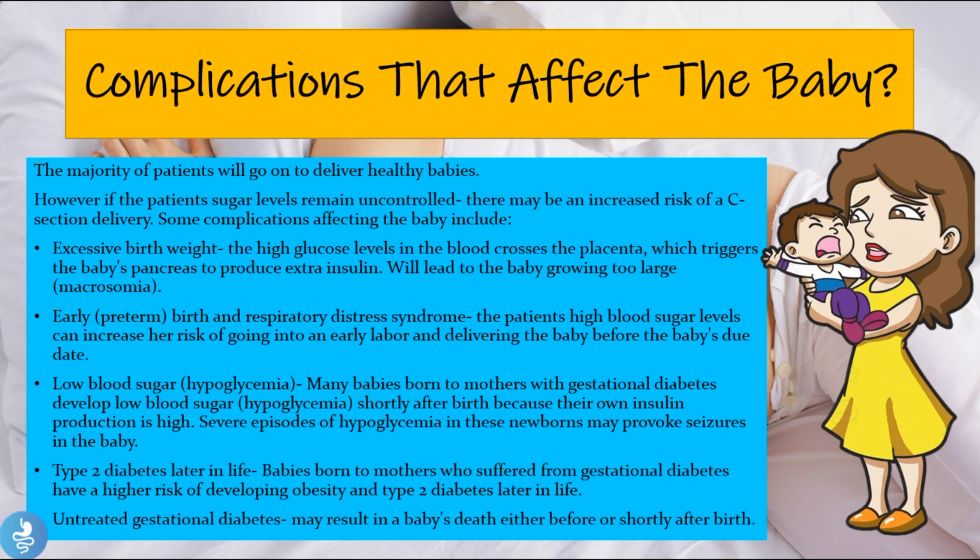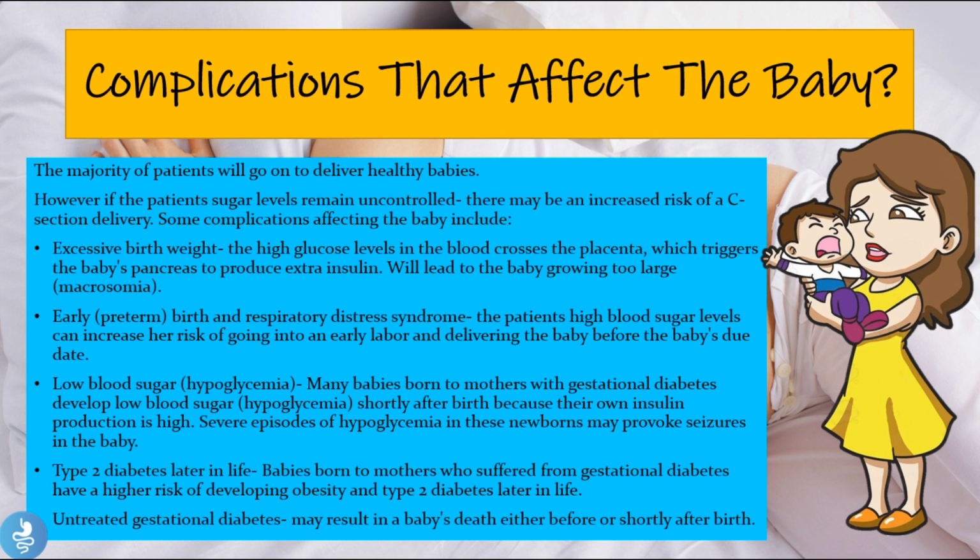So the majority of these patients will go on to deliver healthy babies, which is an excellent thing. However, if patients' blood sugar levels remain uncontrolled, there may be an increased risk for C-section delivery. And some of the complications that may affect the baby include excessive birth weight. So the high glucose levels in the blood crosses the placenta, which triggers the baby's pancreas to produce extra insulin, which will lead to the baby growing too large, and this is called macrosomia.